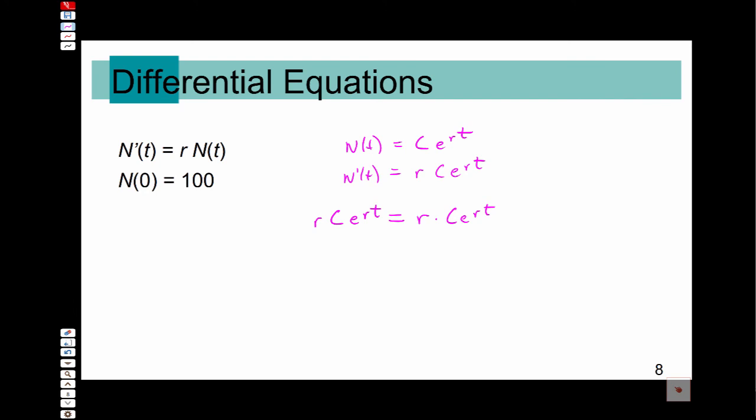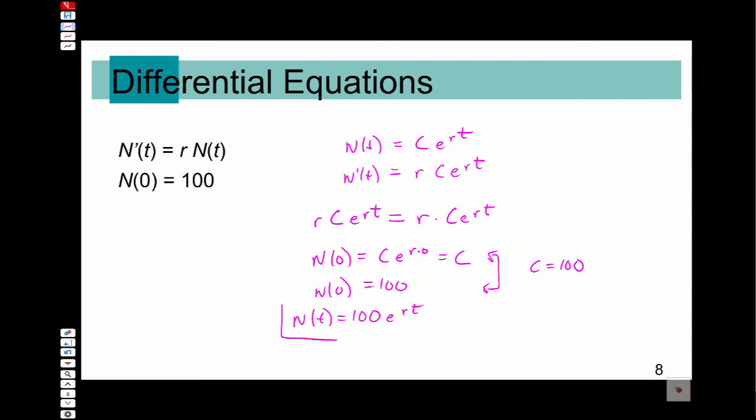We can also now choose this constant c so that our initial condition is satisfied. Using this as our solution and plugging in t equals 0, we get n of 0 is equal to c e to the r times 0, which is just equal to c. And we also know from our initial condition that n of 0 has to equal 100. So together, these conditions tell us that c must equal 100. And as a result, that gives us the solution to our initial value problem. N of t is equal to 100 e to the rt. That is the solution to this initial value problem.